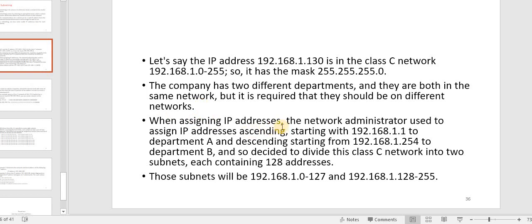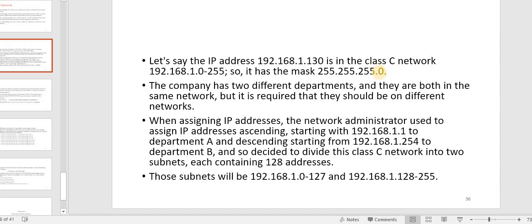When assigning IP addresses, the network administrator assigns IP addresses ascending, starting from 1 to department A and descending from 254 to department B. And so decided to divide this class C network into 2 subnets, each containing 128 addresses. So what we are doing is we are dividing this network into 2, which has this natural mask. If you use 24 bits for identifying the network, we use these last 8 bits to identify hosts. Now, to divide this network into 2, what we consider is the last bits, which is 8 bits.